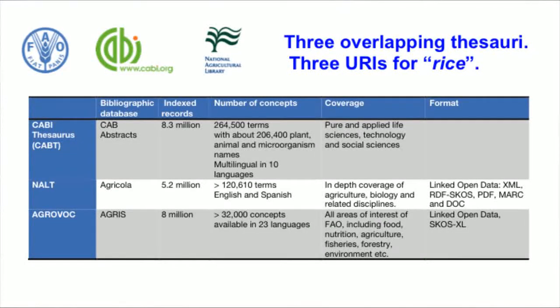So we started with three large thesauri in agriculture: the CAP thesaurus, the NAL thesaurus, and Agrovoc, and they overlap a lot. For example, between the three of them, there are three URIs for the concept rice.